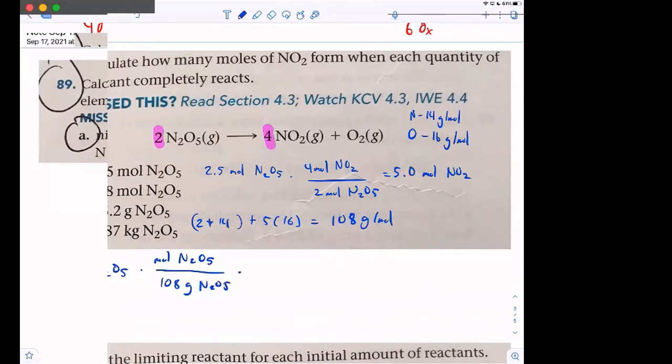And then the next step is the same as the one on the top. It's just going to be 4 moles NO2 to 2 moles N2O5. And I'm writing it down because it's what's on the chemical equation. When I put in my calculator, I'm just going to multiply by 2. I'm not going to multiply by 4 and divide by 2. I'm not going to do that.